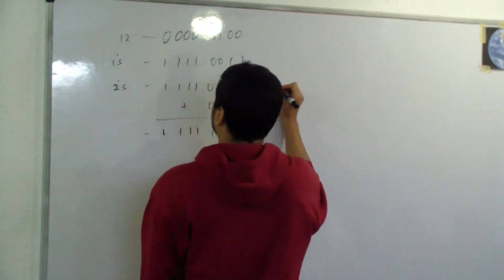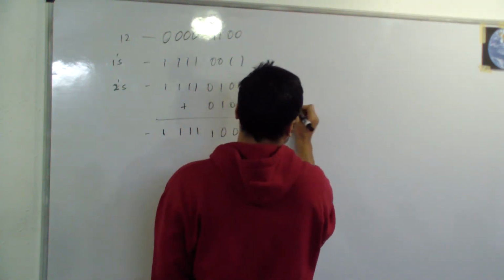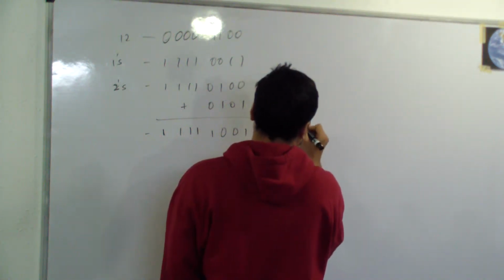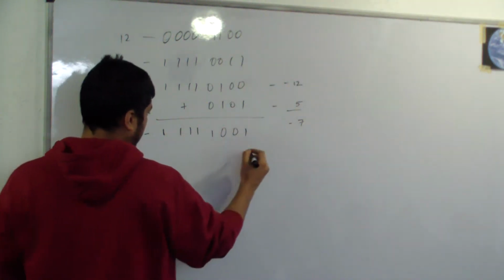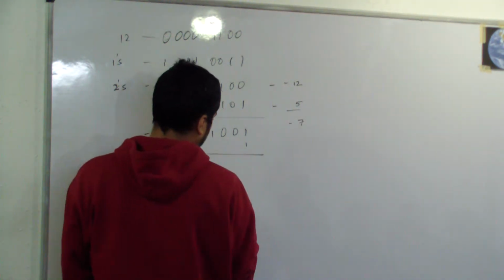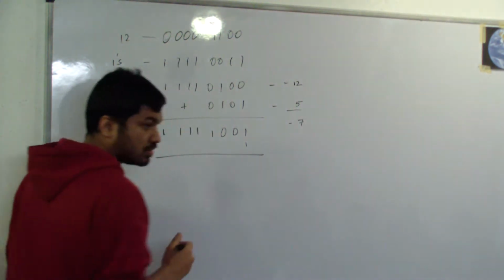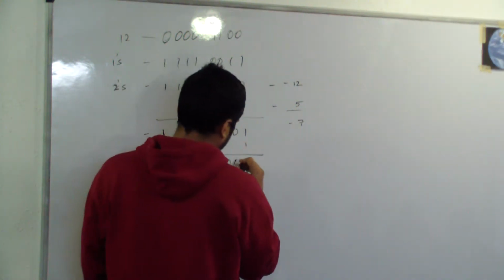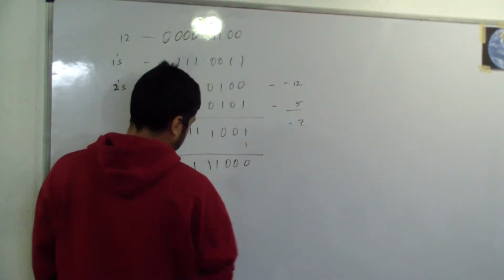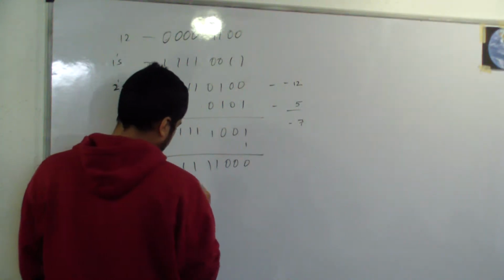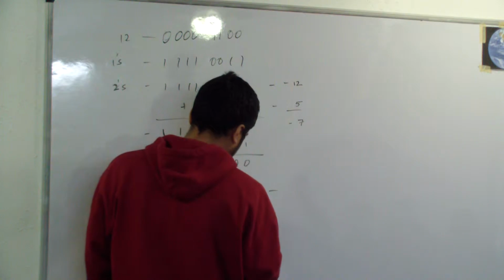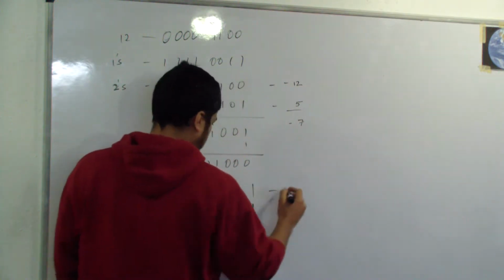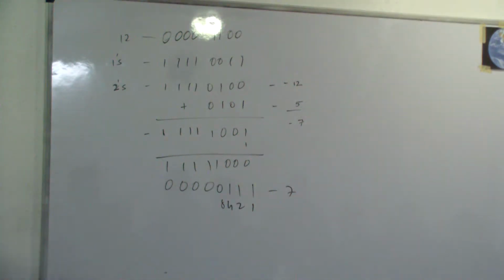So this is minus 12 and this is 5. So we should have got minus 7. Okay, so now we have the 2's complement of this. So we are going to subtract 1. So this will look something like this. And then 0, 0, 0, 0, 0, 1, 1, 1. That is 7. 4 plus 2, 6, 6 plus 1, 7. So this is minus 7?